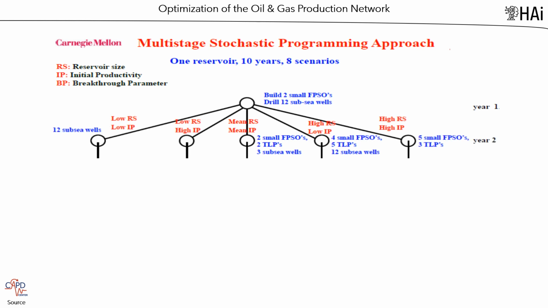At the beginning of the second stage, it is considered that 5 random events may occur, characterized by the reservoir size, RS, and the initial productivity, IP. Decisions at this stage are mainly a function of the RS and, at a secondary level, of the IP. If things go very badly, only 12 subsea wells will be built. But if they go very well, 5 small FPSOs and 3 TLPs will be built. The optimization model proposes solutions proportional to the bonanza that the decisions to develop the oil fields bring, conditioned on the random events that may occur.